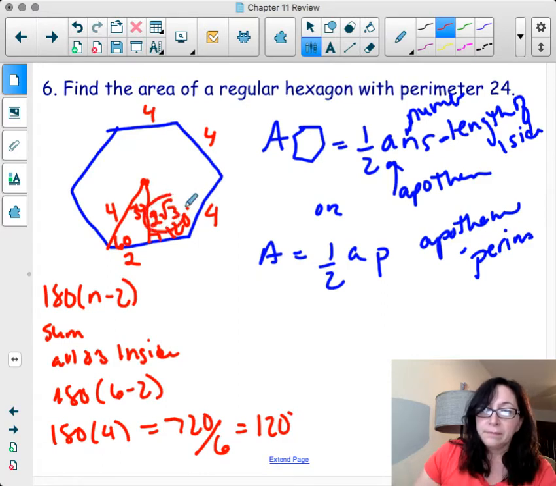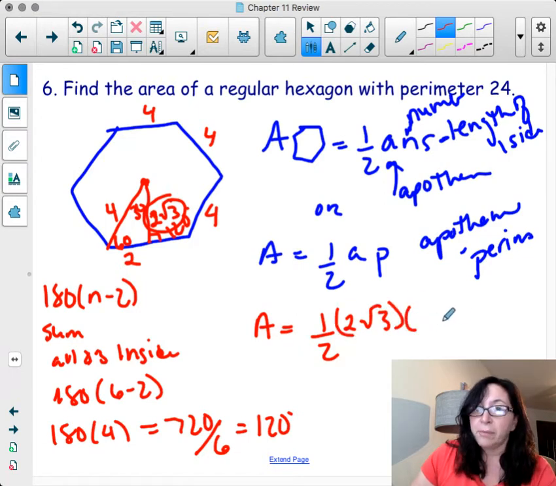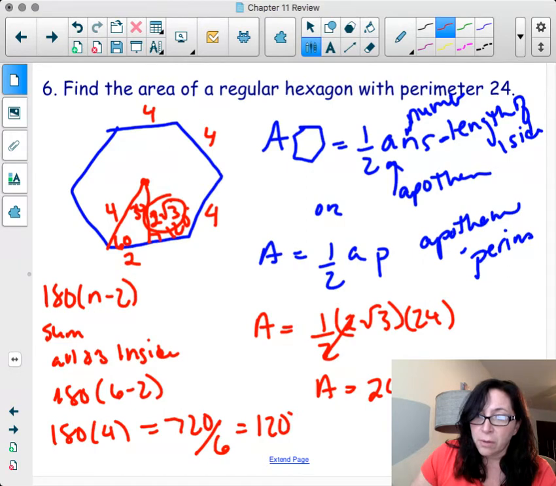Okay. So my area is equal to 1/2 my apothem, which is 2 root 3, times my perimeter. And my perimeter is 24. Let's see. Looks like my 2's will cancel. So I'm left with 24 root 3, and then that's units squared. That's the area of my polygon.